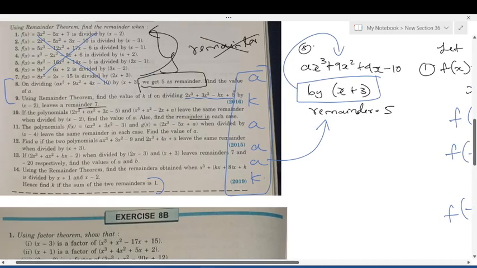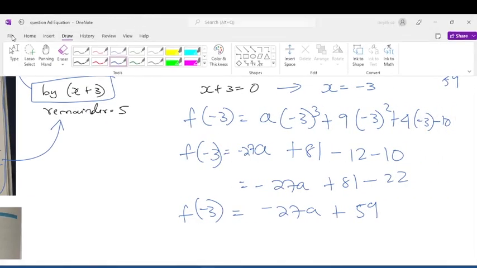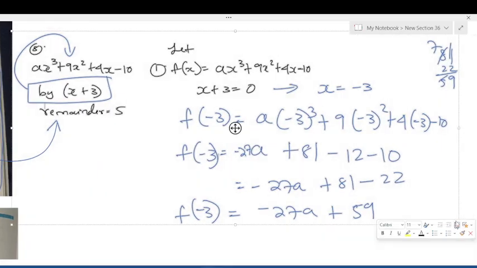8th question, find the value of a. I'll show you both the ways. Your ma'am could have done it in the first method or the second method, but both are the same.